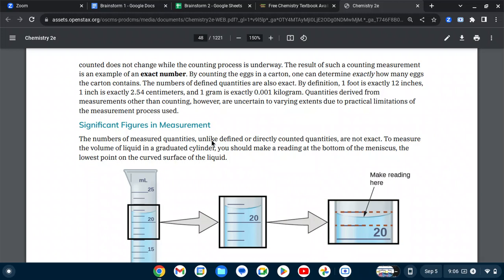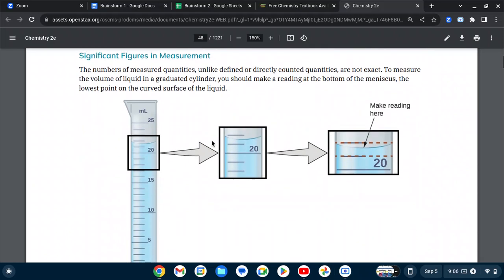The numbers of defined quantities are also exact. By definition, 1 foot is exactly 12 inches, 1 inch is exactly 2.54 centimeters, and 1 gram is exactly 0.001 kilograms. Quantities derived from measurement other than counting, however, are uncertain to varying extents due to practical limitations of the measurement process used.